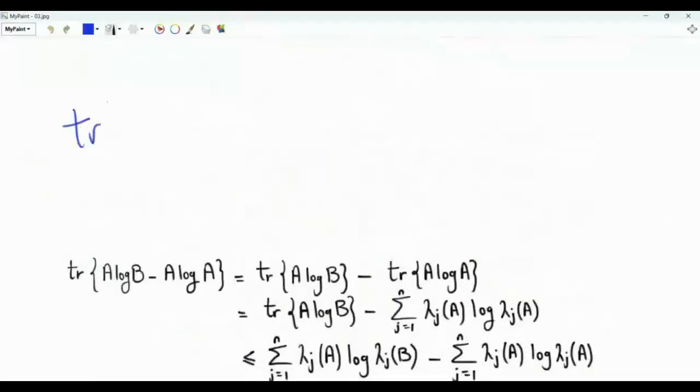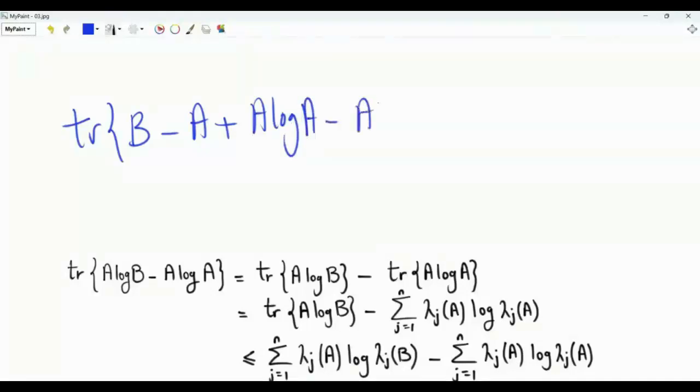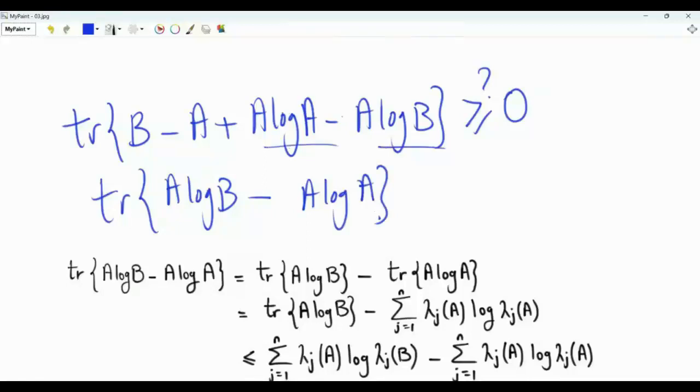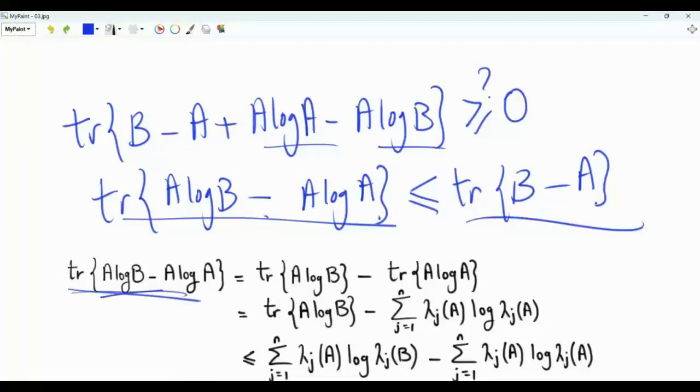Now we need to prove that the trace of B minus A plus A log A minus A log B is greater than or equal to 0. Trace is linear. This inequality is equivalent to showing that the trace of A log B minus A log A, as if we move these terms to the other side, is less than or equal to the trace of B minus A. Trace is linear. We can write this as trace of A log B minus trace of A log A.